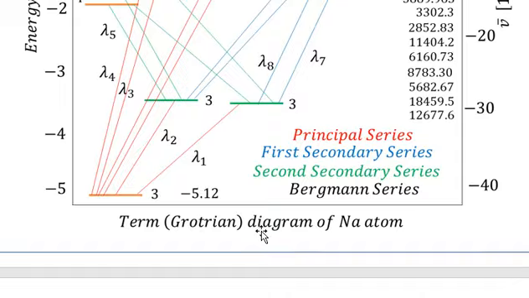Now this is the term or the Grotrian diagram of sodium. The same rule is applicable. That is, the transition for any value of the principal quantum number is allowed, but the transition should obey the rule that delta L should change by plus or minus 1.